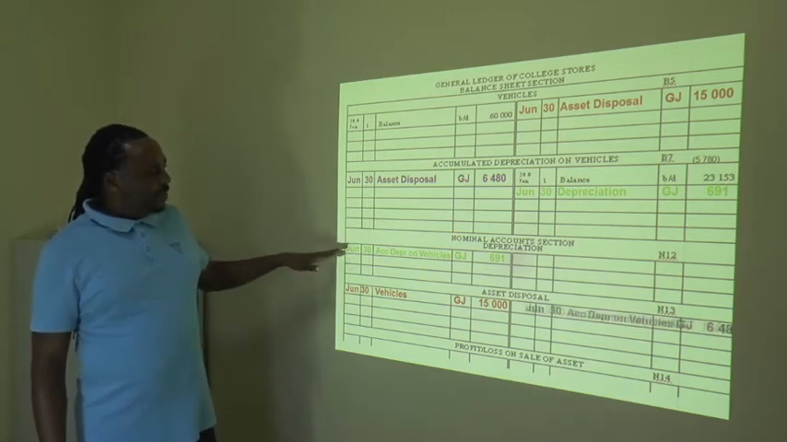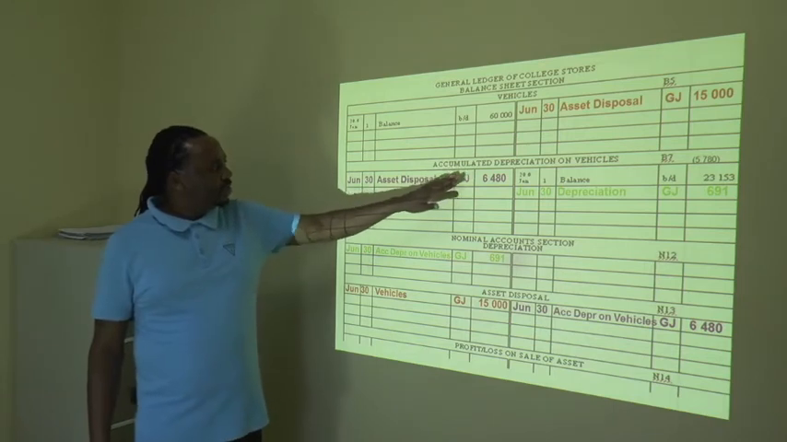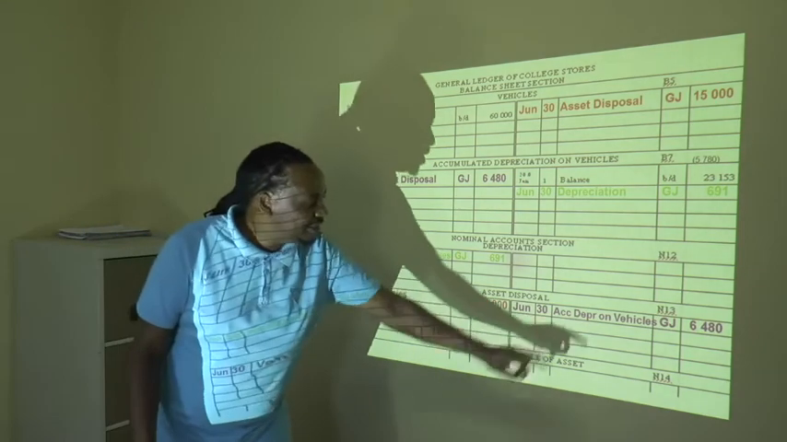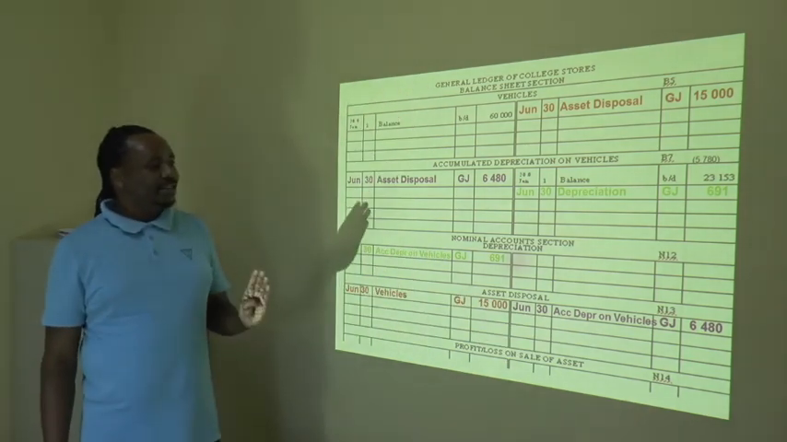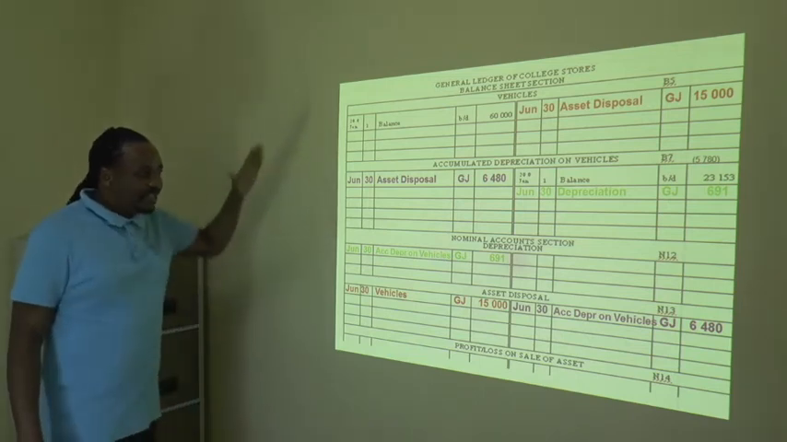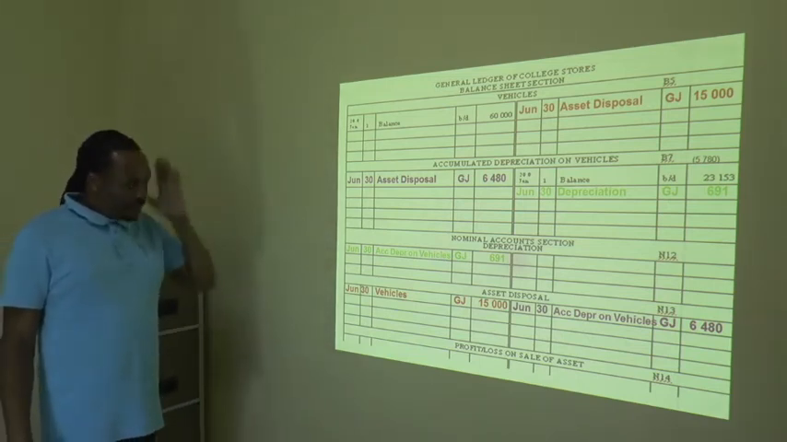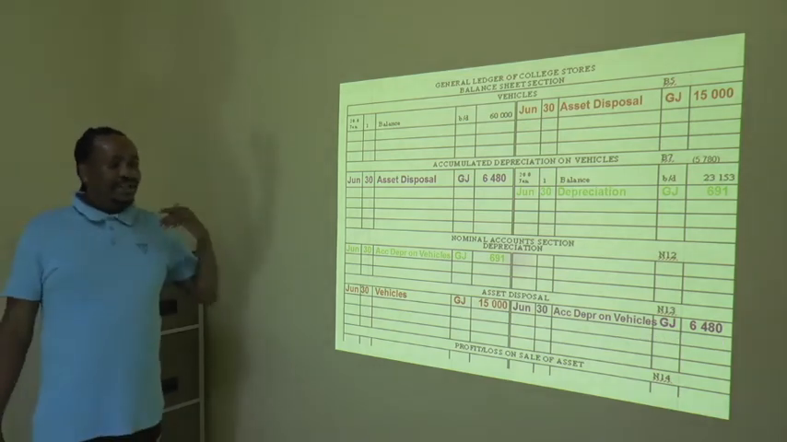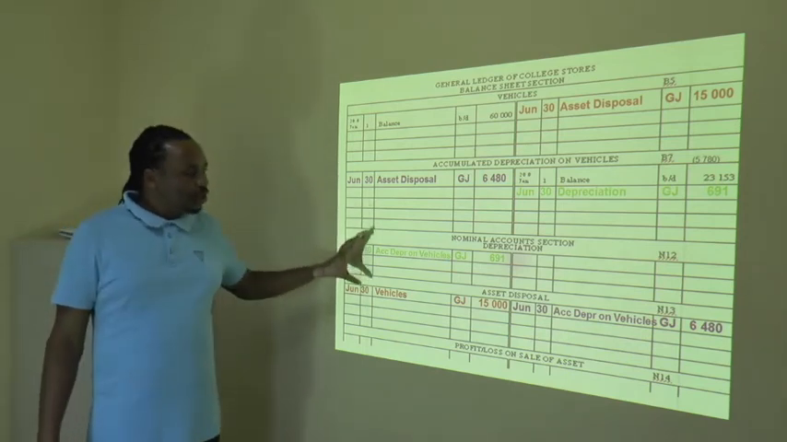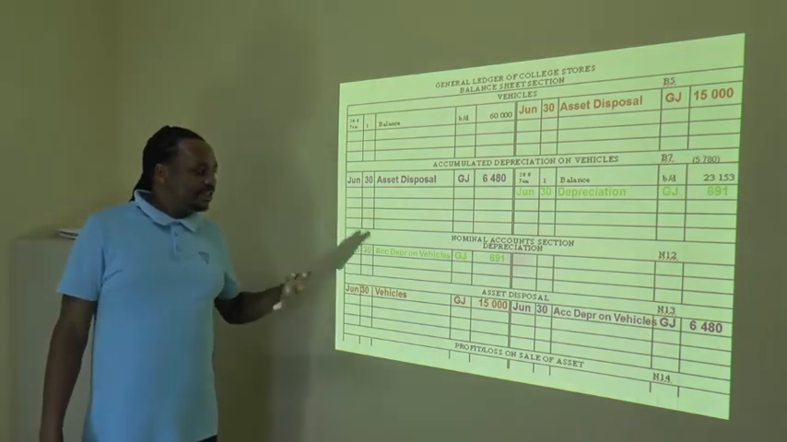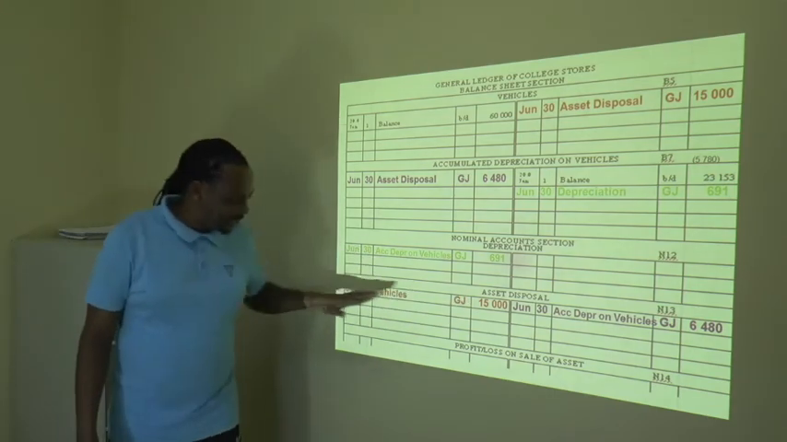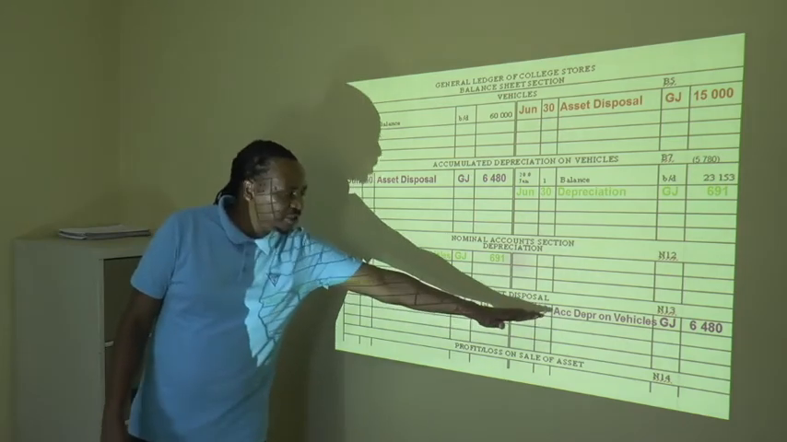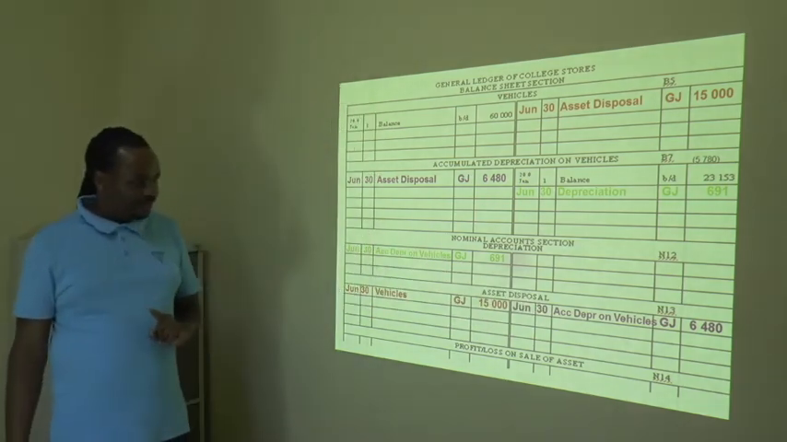And the double entry principle: the accumulated depreciation will be debited by asset disposal, and the asset disposal will be credited by accumulated depreciation on vehicle 6,408. This is the format. I'm just showing you the format. So these are the second two accounts that will be affected when the asset has been disposed, that affect the asset disposal. The first one is the vehicle amount. The second one is the accumulated depreciation of that vehicle disposed amount.